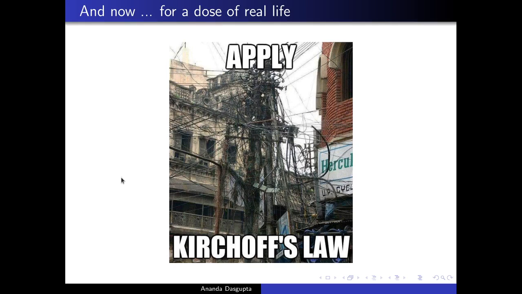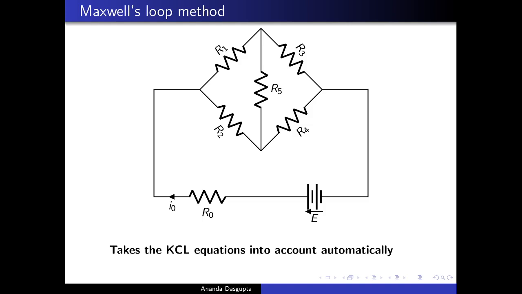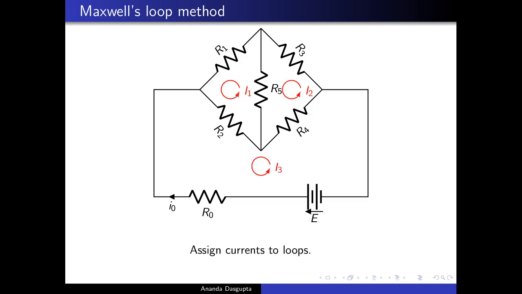So now let us try to illustrate this Maxwell's mesh method by using an example. And the example is our old friend, the Wheatstone bridge once again. So, as I said, in Maxwell's loop method or mesh method, we take into account the KCL equations, Kirchhoff's current law equations, automatically. How we do that is break up the circuit into loops and assign what is called a loop current.